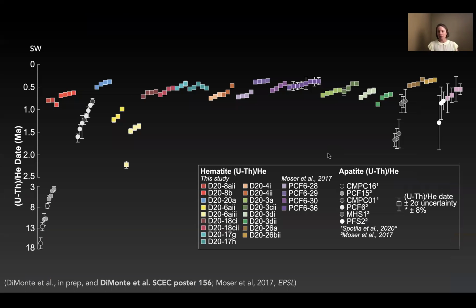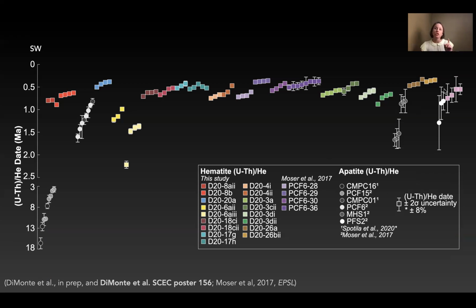Okay, here are our hematite helium dates. Again, this is a rank order plot. We have uranium, thorium, helium date in millions of years on the y-axis. Note that the scale is inverted and that there is a break in scale here. These colored squares are individual hematite helium dates with their 2 sigma analytical uncertainties. Some analyses yield larger uncertainties due to their low uranium content.